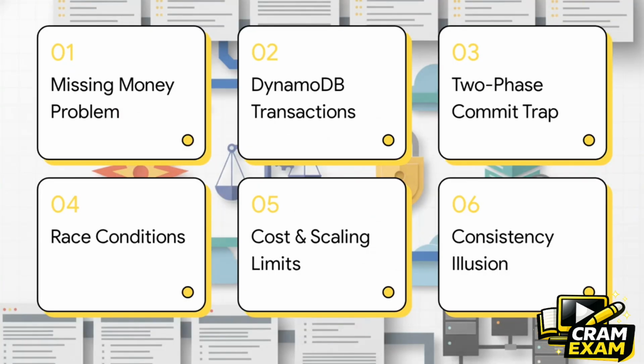Why? Because you didn't build your database writes to be atomic. Today, we're covering the missing money problem, DynamoDB transactions, the two-phase commit trap, race conditions, cost and scaling limits, and the consistency illusion. Let me show you how to actually fix this and why even the fix can fail if you don't understand how it works under the hood.